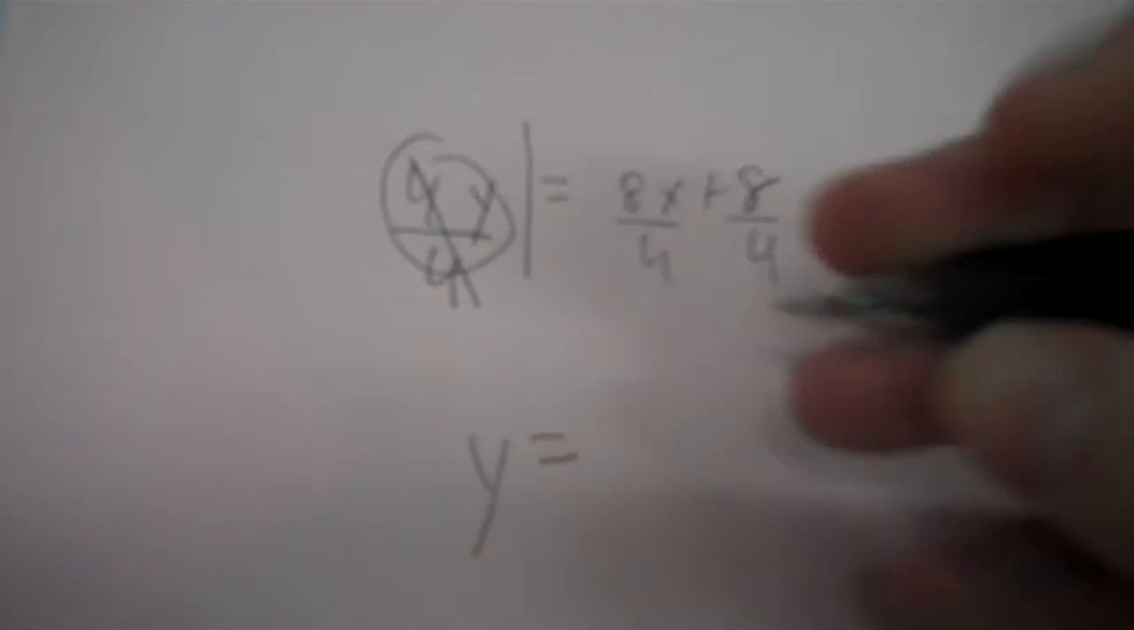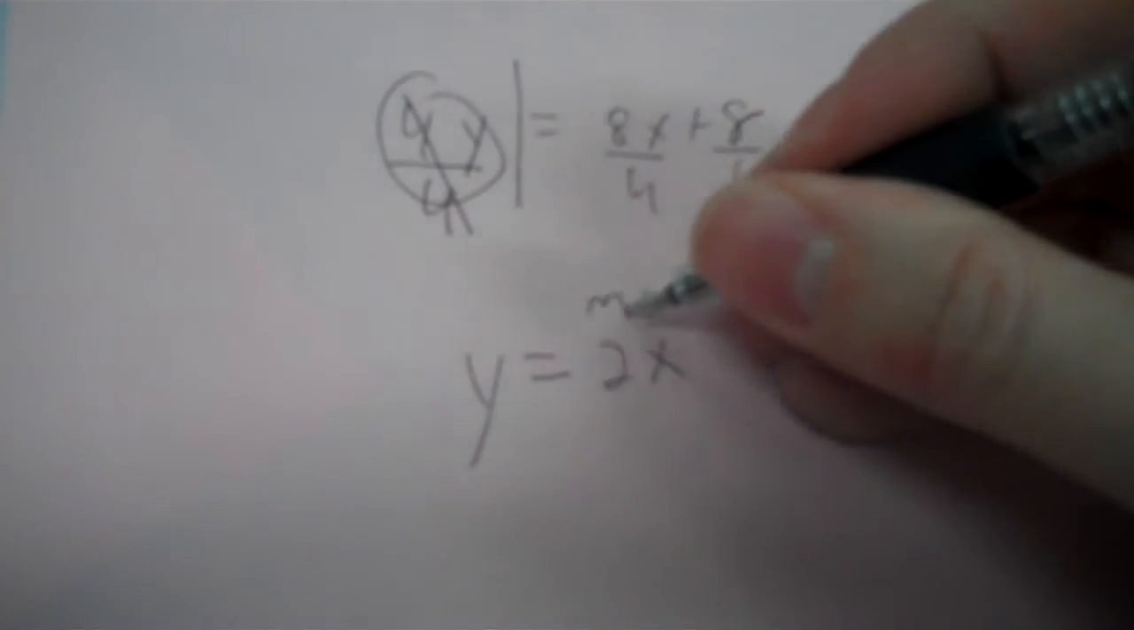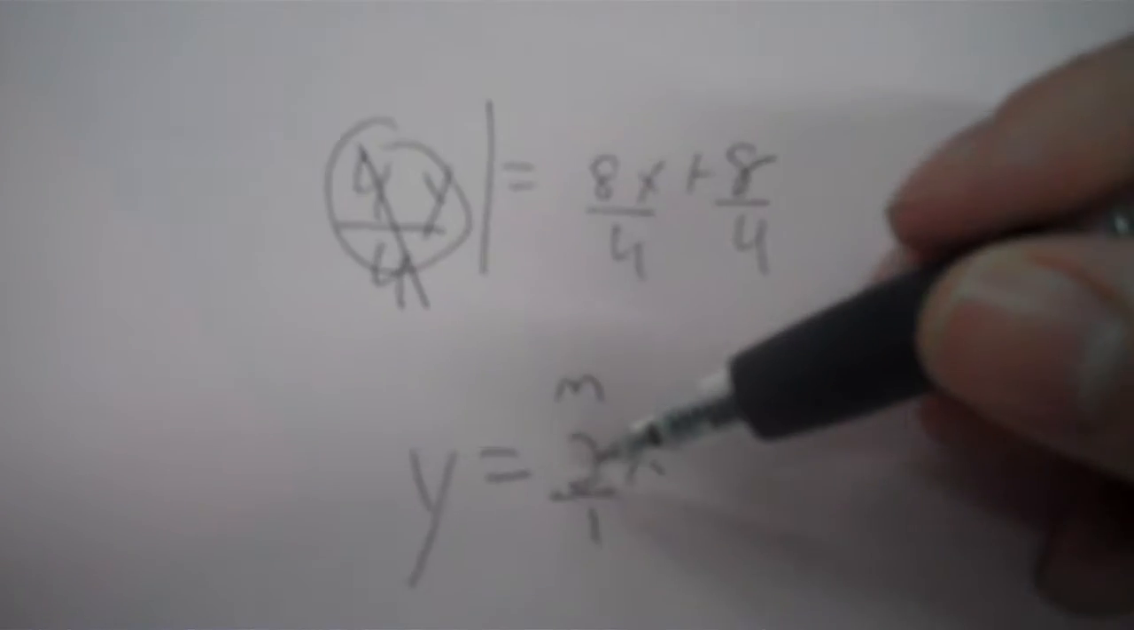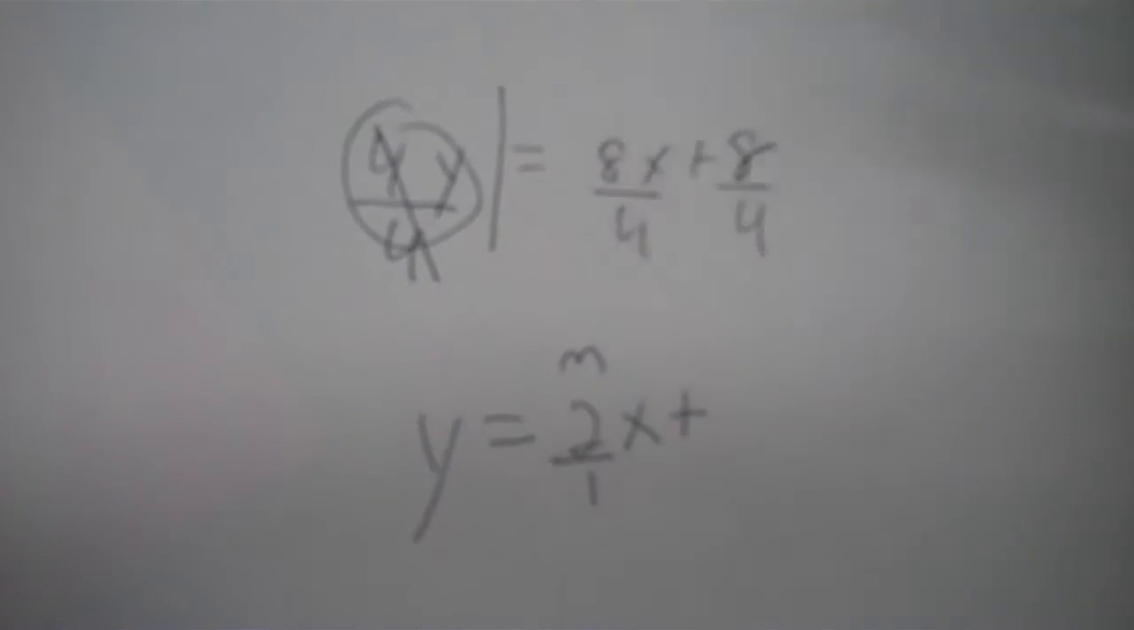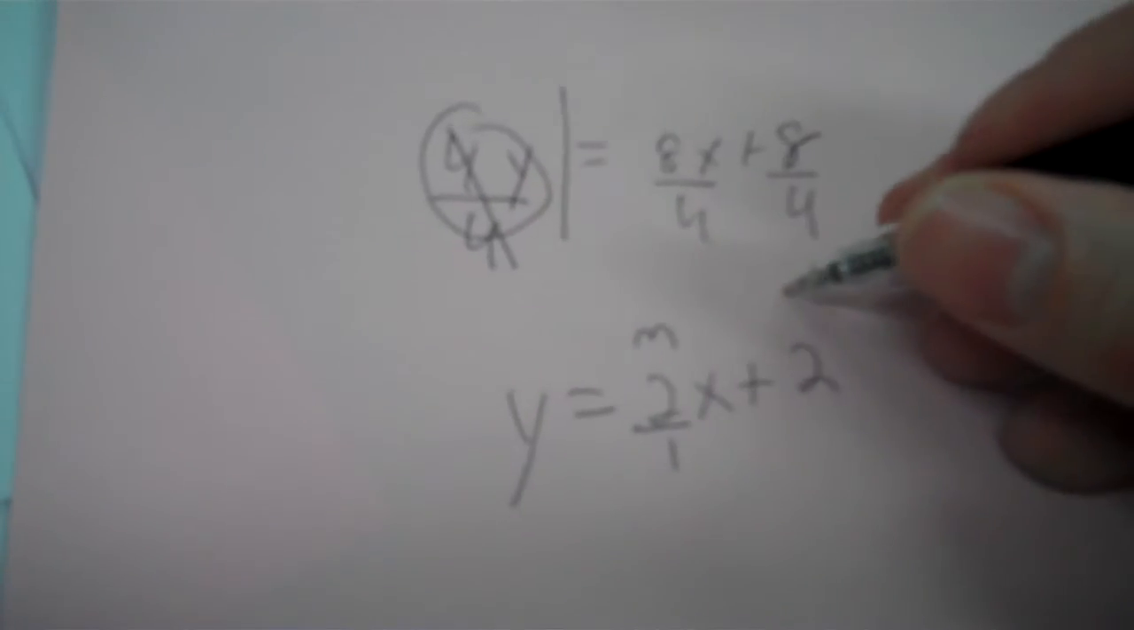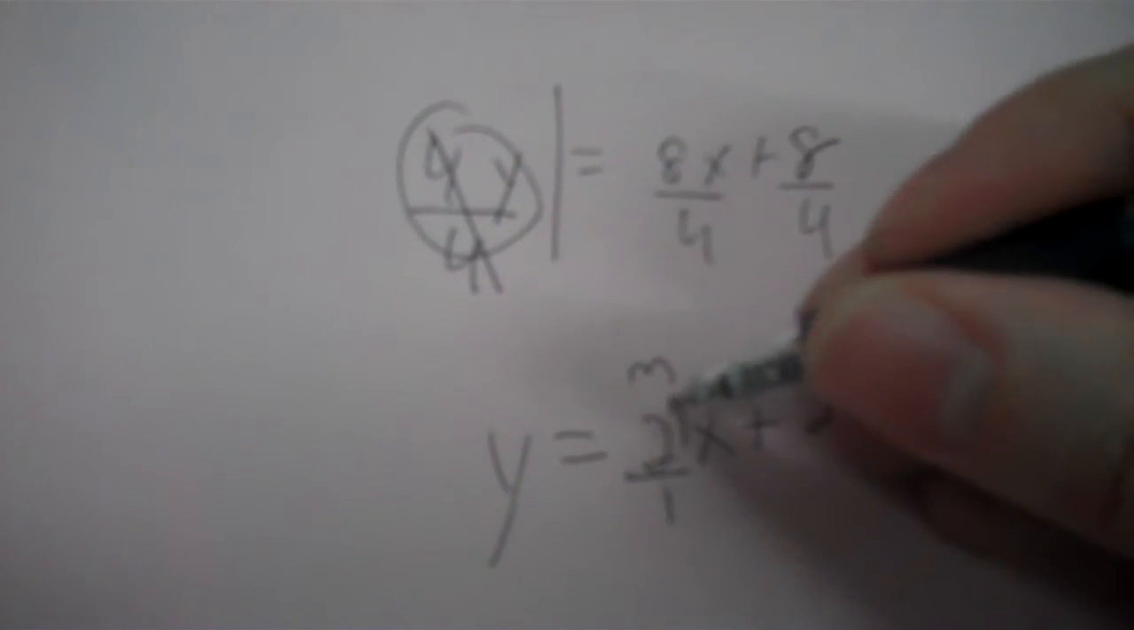So that would be a y. 8 divided by 4 is 2, so that would be 2x. There's your m. Put a 1 under it, because you need your m to be a fraction. If it's not, you put a 1 under it. Then 8 divided by 4 is 2. Okay, and then a b under that. So plus 2 is my b. Okay, so from there I go up 2, forward 1. And then again, okay?